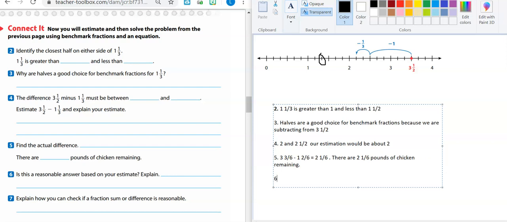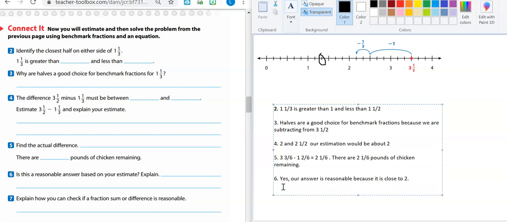Let's move on to 6. Is this a reasonable answer based on your estimate? And we're going to explain. Again, we estimated that our answer should be about 2. And the answer that we came up with is 2 1/6. So 2 1/6 is reasonable because it is around and close to 2 right here. So we would say yes, our answer is reasonable because it is close to 2.